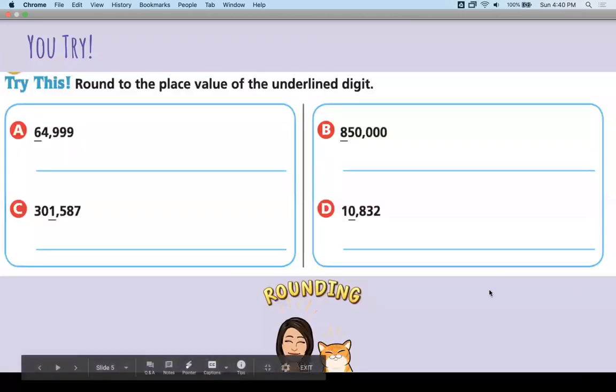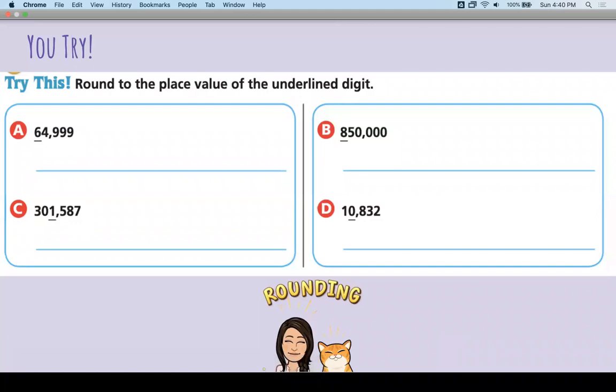All right, so why don't you give it a try? You can solve these if you have a whiteboard and marker, or if you have paper and pencil. You can write these down to try them out. And you should pause the video to try these on your own.